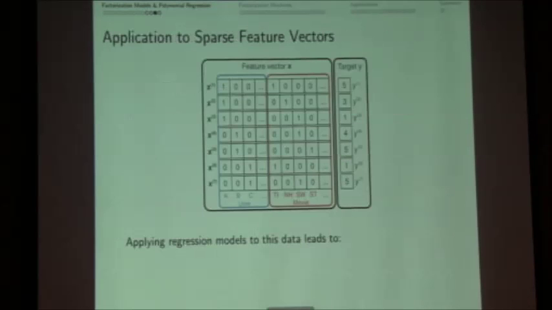So let's have a look at what actually happens. If you apply such data to a linear regression model, the linear regression model would behave in the following way. In each of our example data, we have one user activated and one item activated. So the linear regression model would output the effect of the user and the effect of the item. That's what the linear regression model would do.